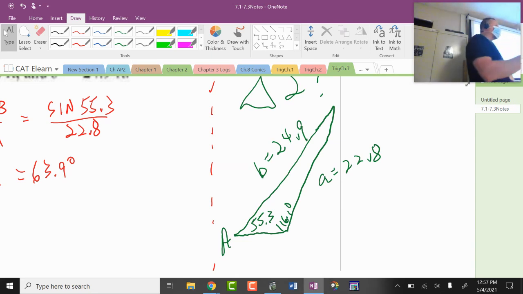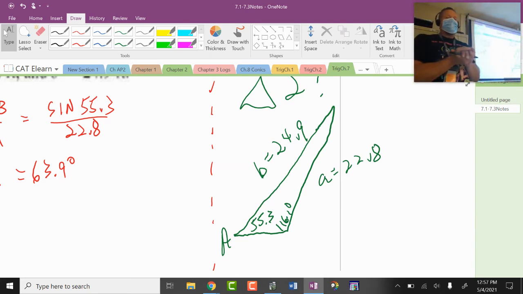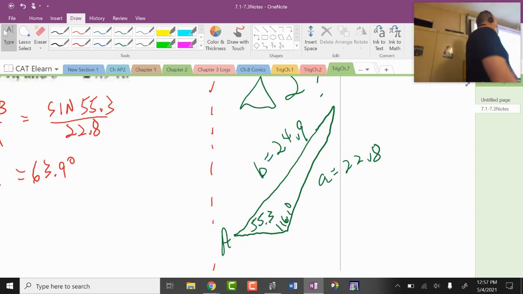That's all you got to do. It's really not that hard. But students, I don't know why they get this jumbled up in their head. So, all right, what is that third angle?